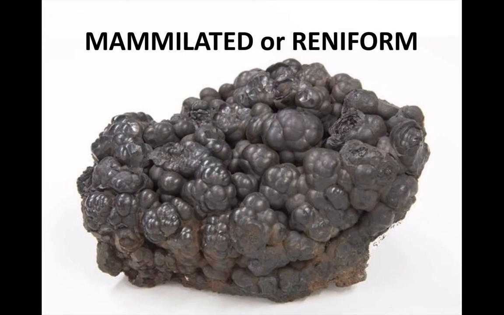The fourth type of crystal is described as being mammillated or reniform. Reniform means kidney-like. These crystals are rounded, bulbous. The mineral itself will resemble lots of solid bubbles of mineral, but they have very distinctively curved surfaces.